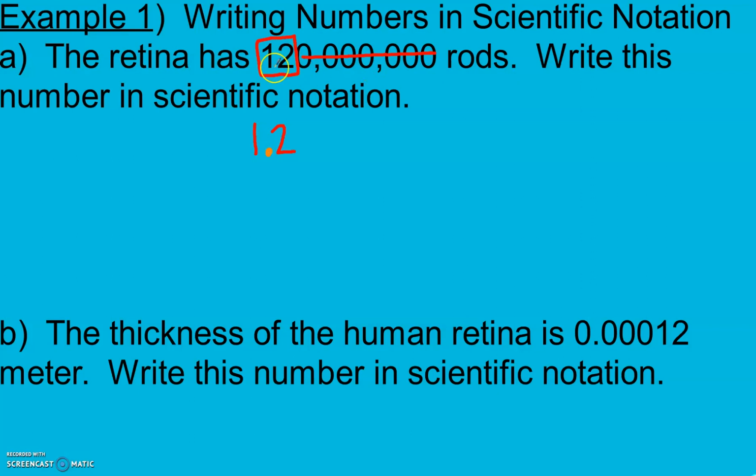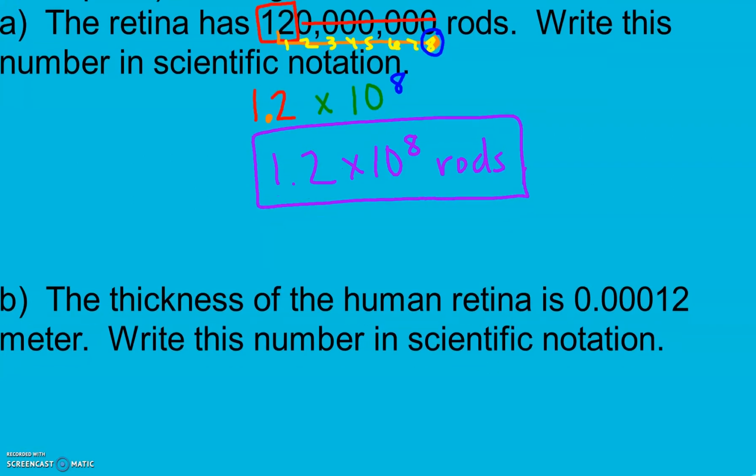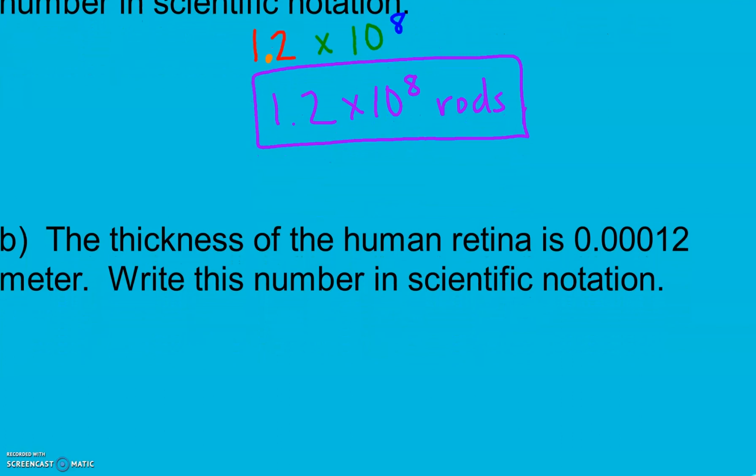Now, I count how many places the decimal would have to move to get back to where we started. Here, it's 1, 2, 3, 4, 5, 6, 7, 8. So, we say times 10, and we use that 8 as our exponent. So, we get 1.2 times 10 to the 8th power rods. And because it's a big number, it's a positive 8. We'd have to multiply by whole tens to get there.